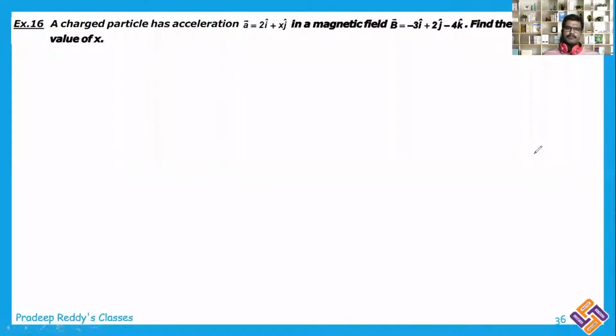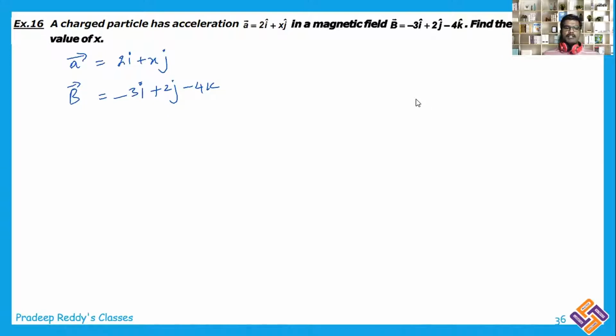A simple question. Now you are given a charged particle having an acceleration a bar, which is 2I plus xj, and it is entering a magnetic field b bar equal to minus 3I plus 2j minus 4k. Find the value of x. So you are supposed to calculate the value of x.